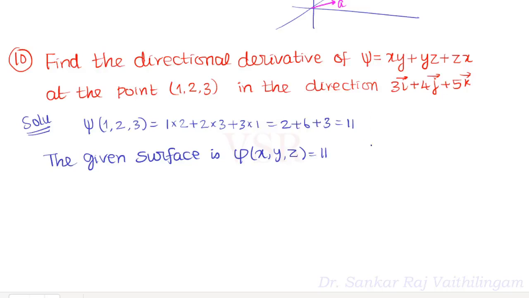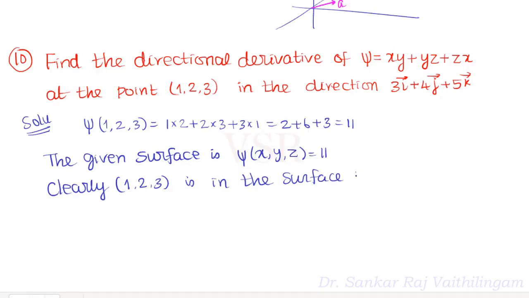Okay, I call this psi. So psi of x comma y comma z is equal to 11. Clearly this point satisfies it. So clearly, the point 1 2 3 is in the surface psi of x comma y comma z, which is equal to 11.